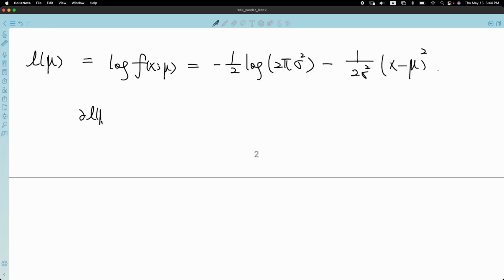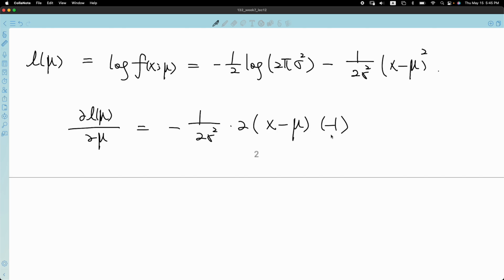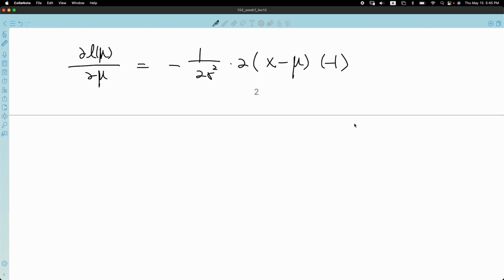First order derivative. So dl d mu. Again, the first term goes to 0, and then you will have negative 1 over sigma squared multiplied by 2 times x minus mu, and then a factor of negative 1. Let's see if we can simplify that. The 2 cancels out, and the negatives cancel out. So you have 1 over sigma squared, and then x minus mu. So that is your first order derivative for the log likelihood.